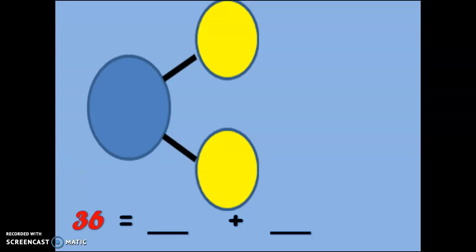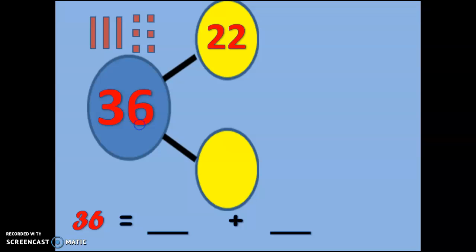Next we have the part whole model that looks a bit different. It's sort of turned on its side here. But don't worry if you see a question that looks like this. It's no different. This is the whole number and these are the two parts. So our number is going to be 36. Alright? So we can partition this to tens and ones. So we've got 6 ones and 3 tens.